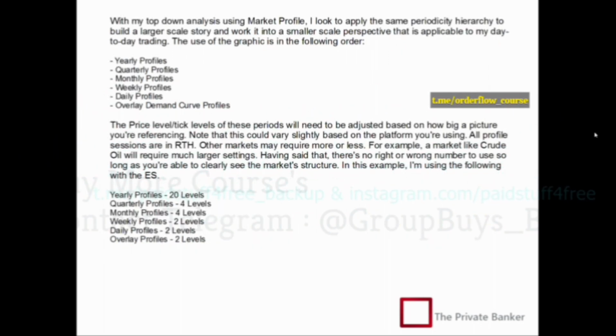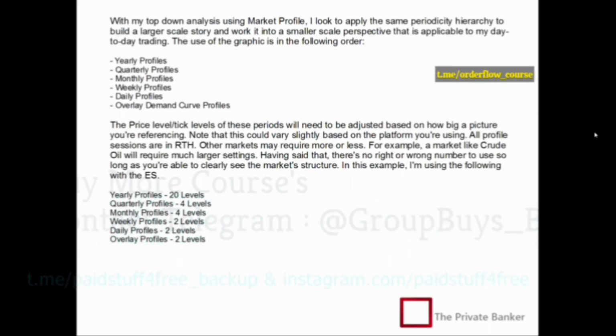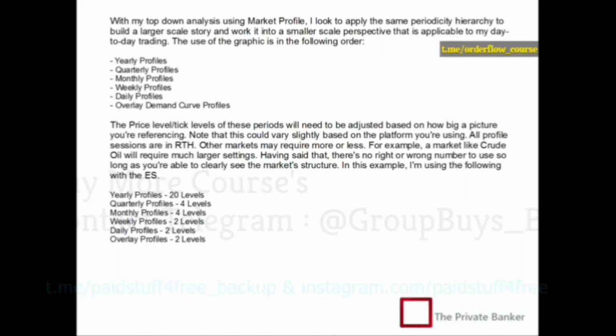So again, with my top-down analysis using market profile, I apply the same periodicity hierarchy that I do with everything else. I start with the yearly profiles, the quarterly profiles, monthly profiles, weekly profiles, and I do look at the daily profiles in this sense. And of course, I use the overlay demand curve profiles. Really, I refer to these as composites that are not time filter based. They're more or less dynamic based upon market structure, and I'll go into that later.